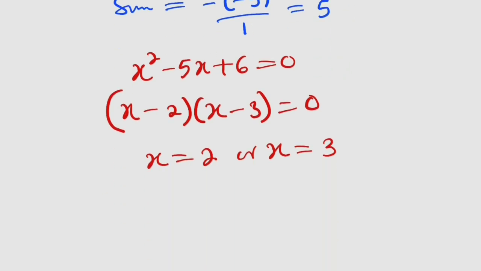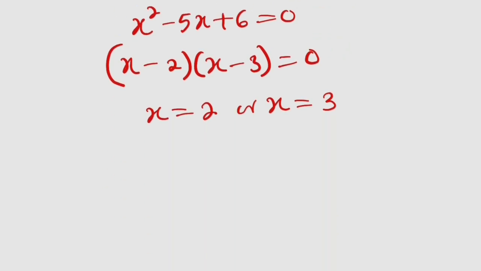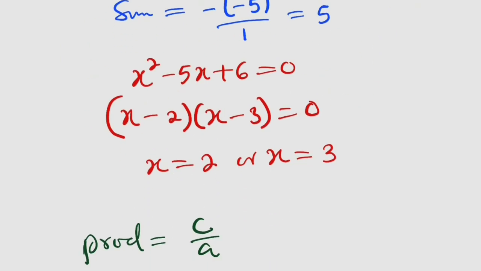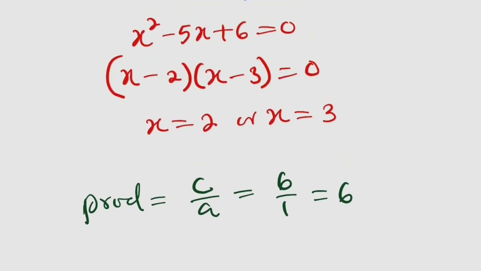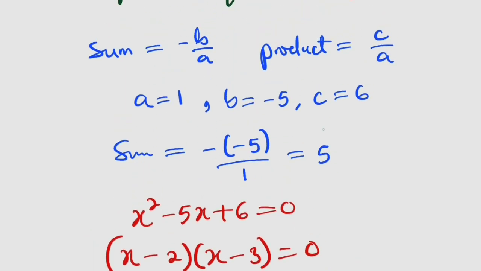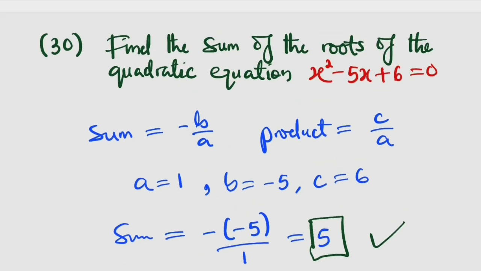Let me give you this bonus because we are not asked to find the product, but let me just find it. The product, remember we say it is c divided by a. And c is 6, a is 1. So this is equal to 6 divided by 1, which is equal to 6. And also, if you decide to solve the equation and multiply the roots, look at it, 2 multiplied by 3 will give us 6. And hence, the sum which we are asked to find is 5. Just look at the options, tick 5, and you're good to go.